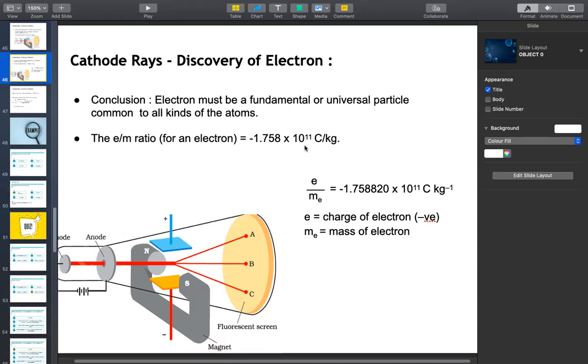Yes, tell me, what is your doubt? Is it necessary to remember all the significant digits? No need to remember significant digits, and I won't even recommend remembering the E by M ratio. But later I will recommend remembering E separately and M separately. Charge on electron and mass of electron you need to remember. No need to remember the ratio. Just write it.